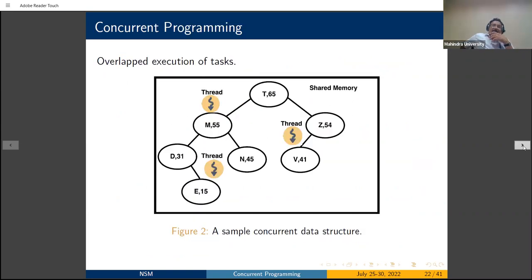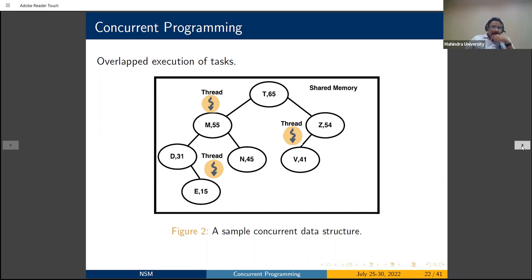Here, I would like to discuss concurrent programs. While discussing concurrent programs, I would like to discuss parallel programs also. I already explained the definition of a concurrent program. A concurrent program is overlapped execution of processes or tasks. That is the definition of the concurrent program.